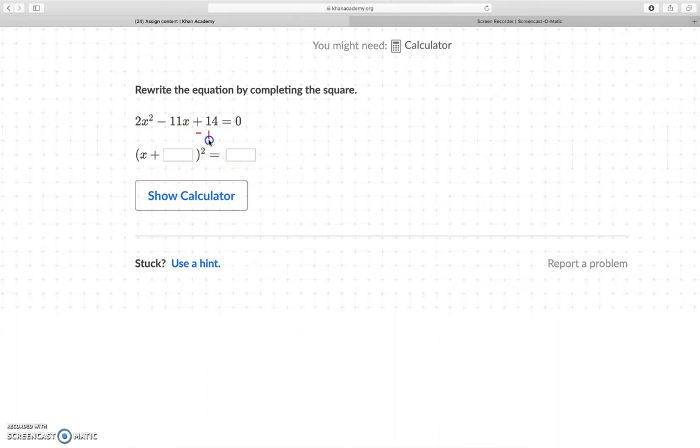First thing you want to do is subtract c from both sides. Okay? So we have -14 and -14. So that's going to give us 2x squared minus 11x equals -14.